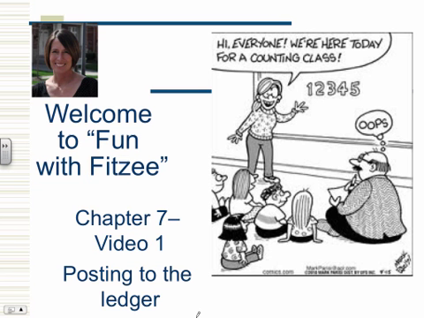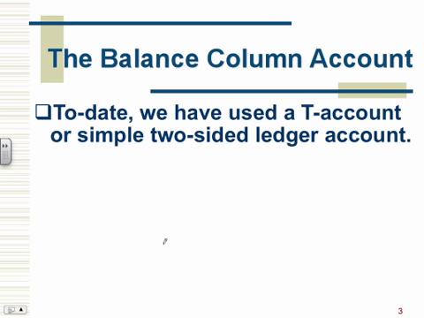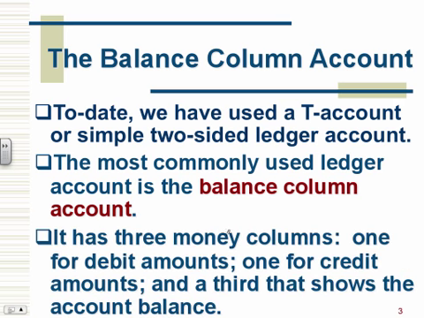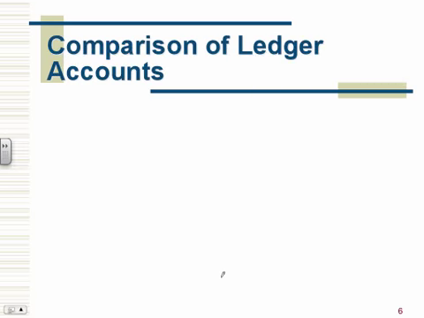Today's video is going to be on posting to the ledger. This is chapter 7 and it's actually 7.1. To date, we have used T accounts. The most commonly used ledger account is the balance column account. It has 3 money columns, one for debits, one for credits, and a third that shows the account balance or the total. As you remember in your T account, the total was at the bottom at the end once you totaled it. In the balance column account, the total is kept as a running total.